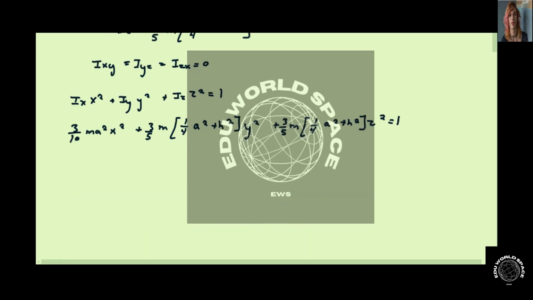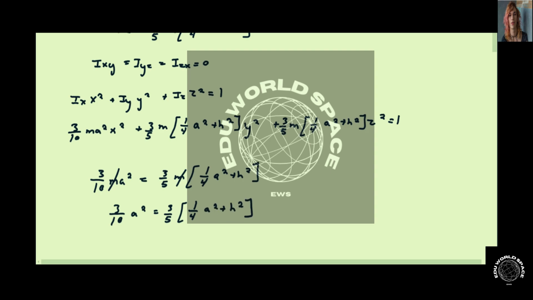And for the ellipsoid to be a sphere, the coefficients should be equal. Therefore, the coefficient of x is 3/10 M A squared, and the coefficient of y is 3/5 M (1/4 A squared plus H squared). And we're just going to solve. So what we can do is take the M's away. So we have 3/10 A squared equals 3/5 times (1/4 A squared plus H squared).